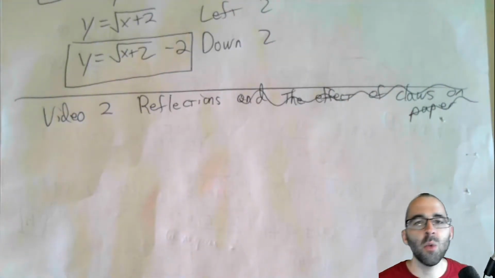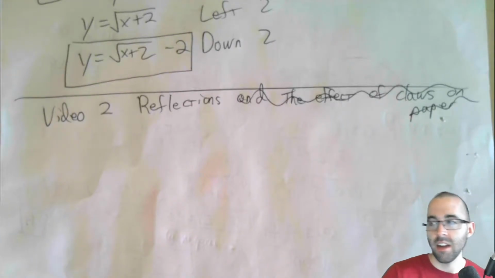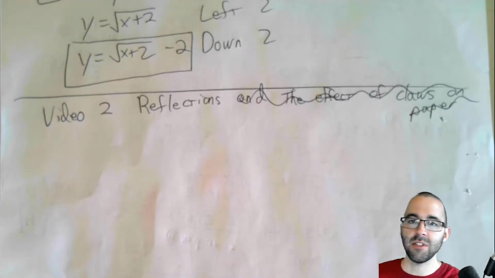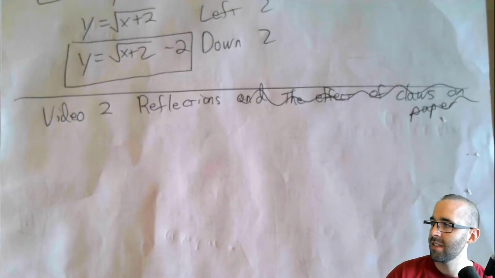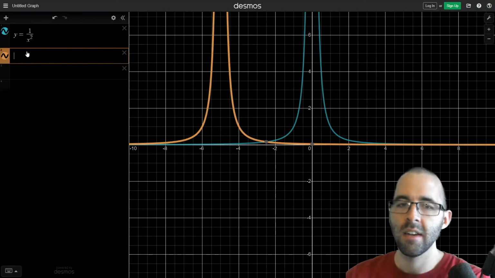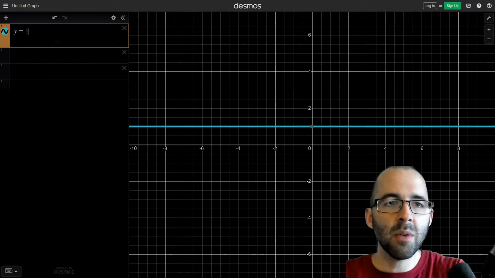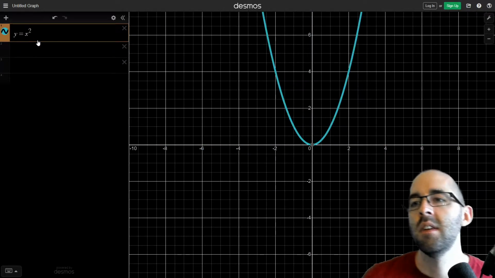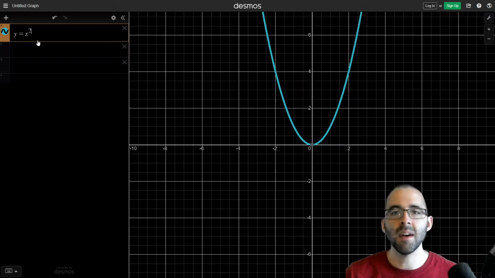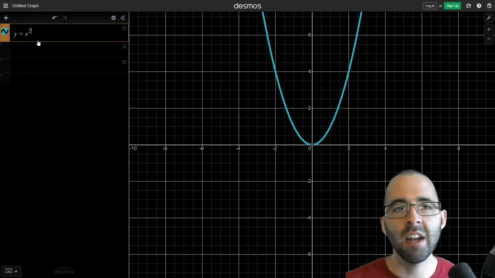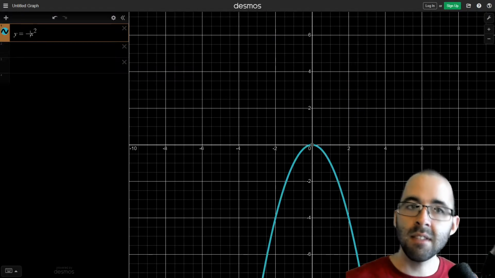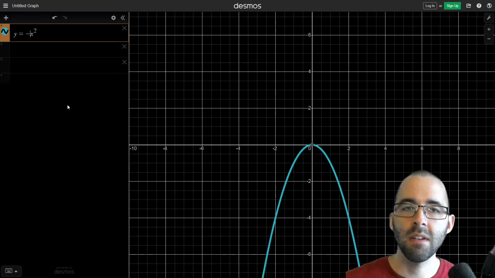So let's talk about what reflections look like for these function transformations. Just like before, we're going to show this interactively, right? And we've already talked a little bit about what this is going to look like. We talked about it with quadratics. If I have a quadratic function and it opens up, that's just y equals x squared. But if I have a quadratic function and it opens down, that's negative x squared.